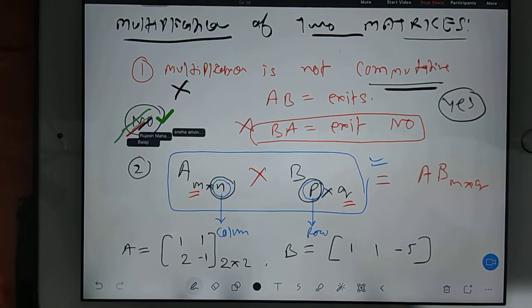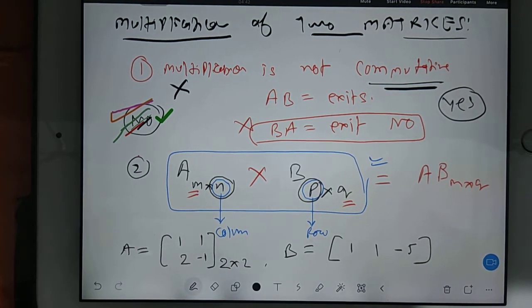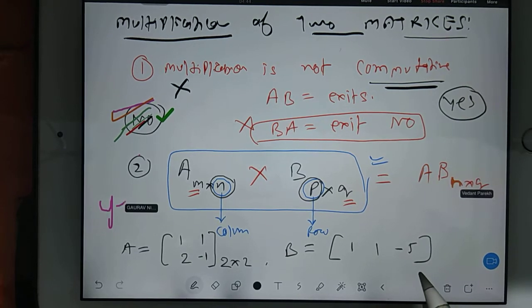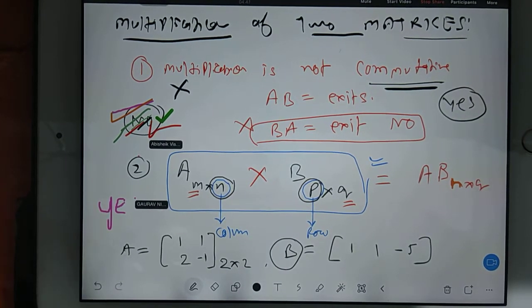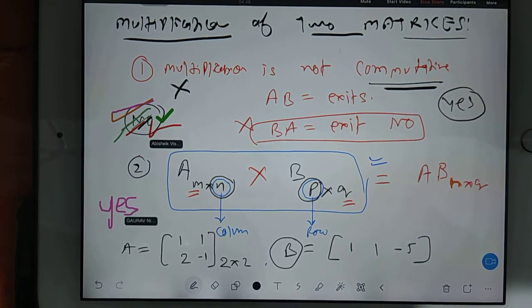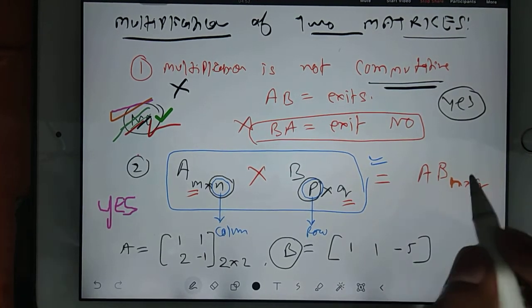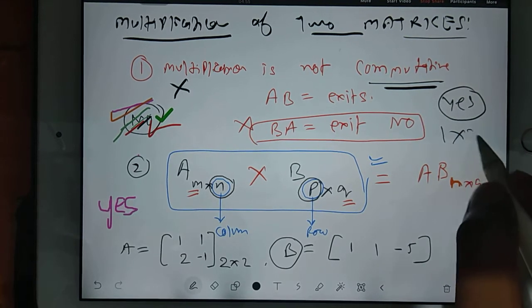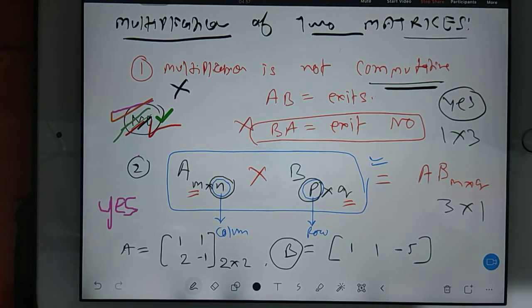No. Gaurav, did you understand now why we can't multiply? Because you check the order. So guys, tell me what will be the order of matrix B? Order should be 1 cross 3 or 3 cross 1? Tell me.